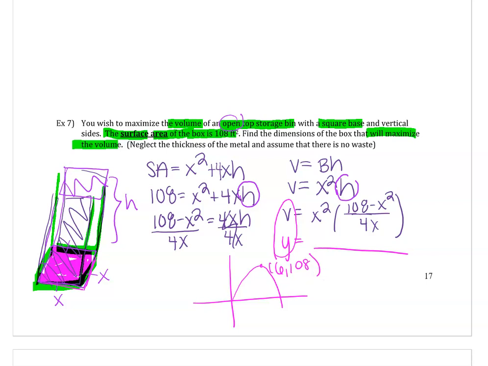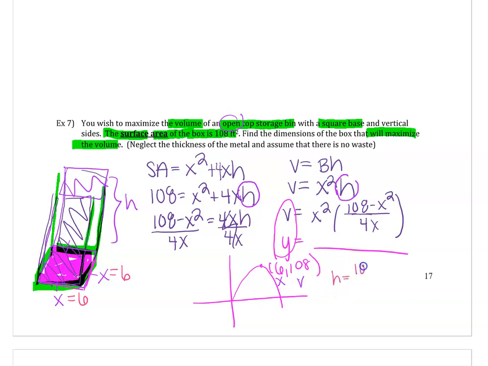Okay, so again, what does this mean? The x value is representing what the base dimensions are of this prism. Y is representing your volume. So it said find the dimensions of the box that will maximize the volume. So our box is going to be 6 by 6. And then for height, we got to do a little bit of math.